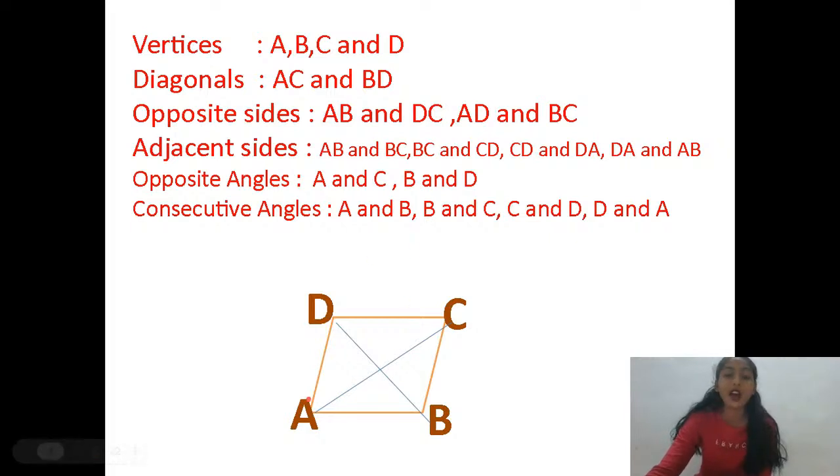Opposite angles. Opposite angles are angles which are opposite to each other. For example, angle A is opposite to angle C. In the same way, angle B is opposite to angle D. And consecutive angles, that is A and B, B and C, C and D, and D and A. They are called consecutive angles.